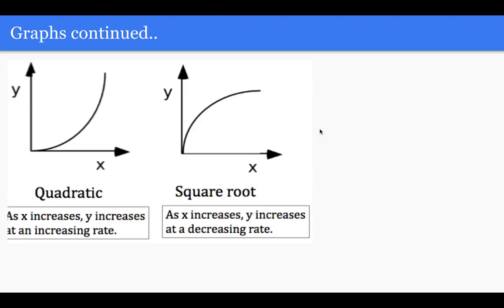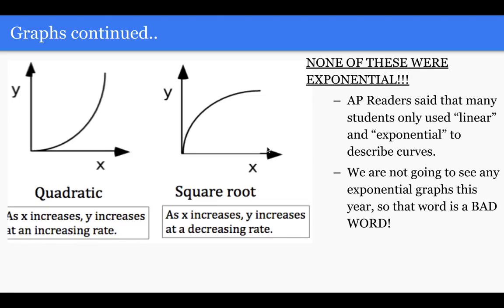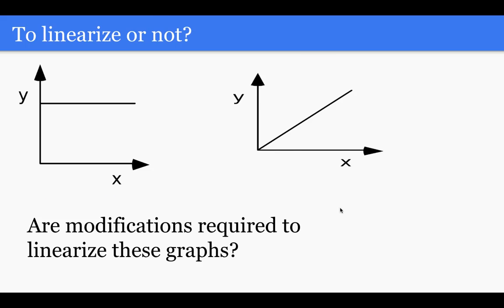So let's talk about what we can do with those to still make them linear, so going back to that straight line fit. I want you to note that none of these were exponential. AP readers said that many students are using the words linear and exponential too often. Linear is fine if it's linear, but exponential is just too broad of a word. So we are not going to use the word exponential anymore. It's going to be considered a physics curse word. So if you think it's a quadratic, use the word quadratic. If you think it's a square root, use the word square root. So no more exponential.